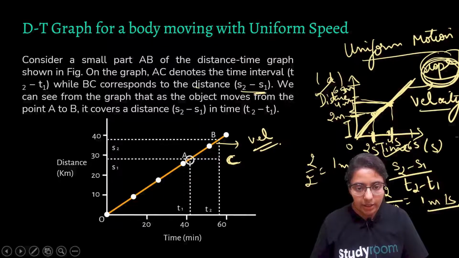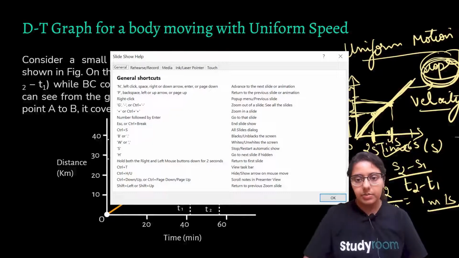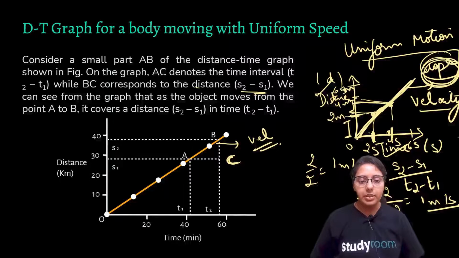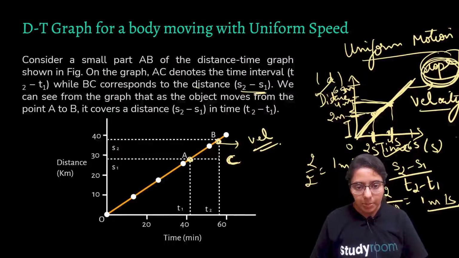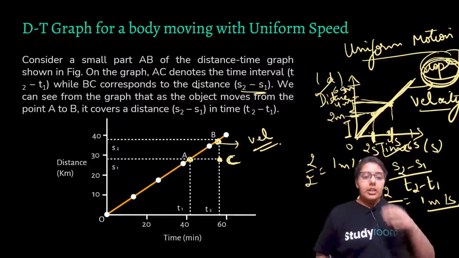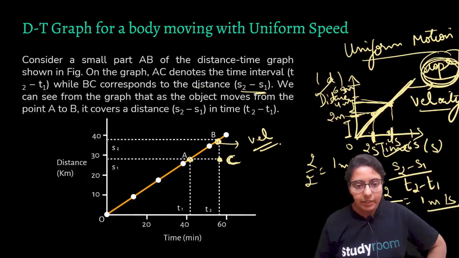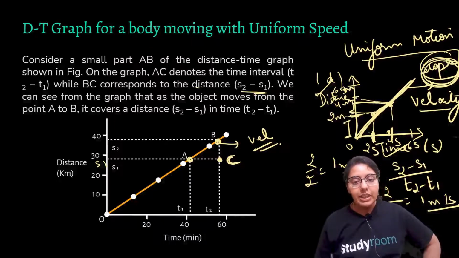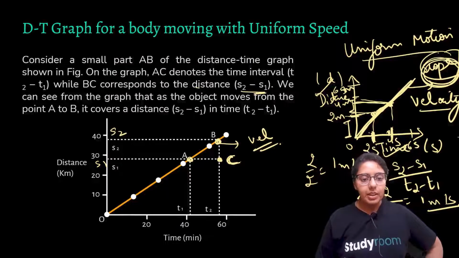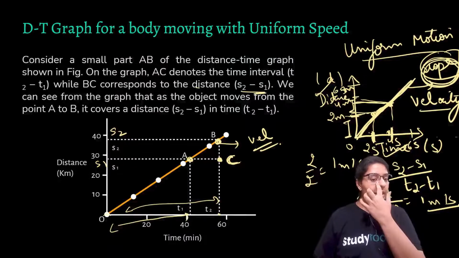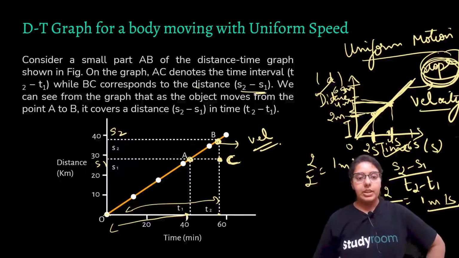Firstly, this is A, this point, and this is your B point and this is your C point. Then for time T1, your distance covered, you will see graphically, it meets here. So some distance S1 is covered in time T1. For time T2, some distance S2 is covered. We are taking the time from the origin, from this reference point.